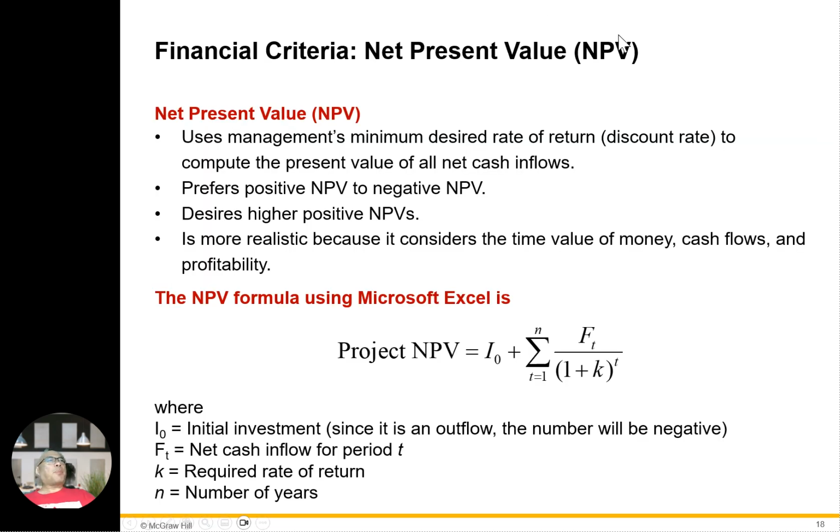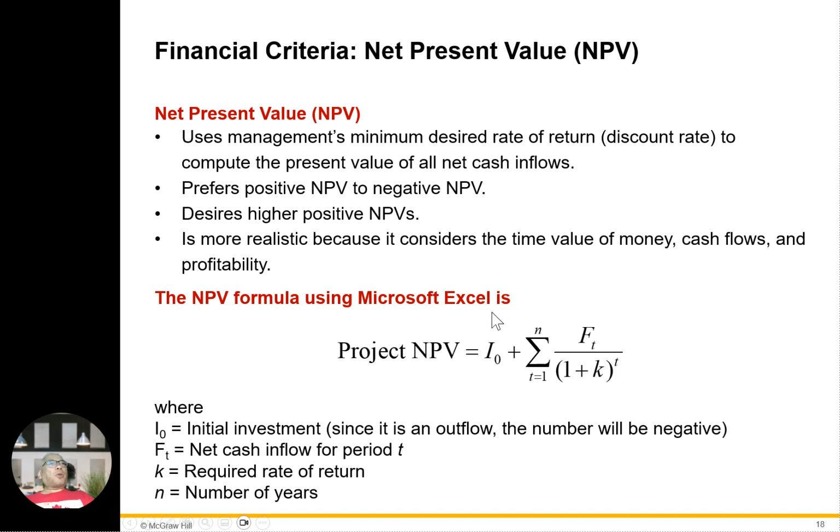Then we look at the NPV, net present value concept. Use management's minimum desired return to compute the net present value of net cash inflow. Prefer positive NPV to negative NPV. A higher positive NPV is desired, and it is more realistic because it considers time value of money, cash flow, and profitability.